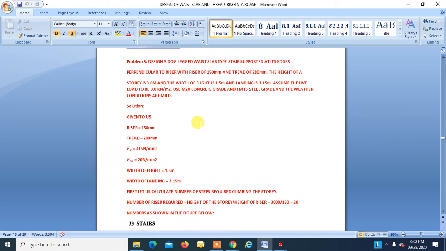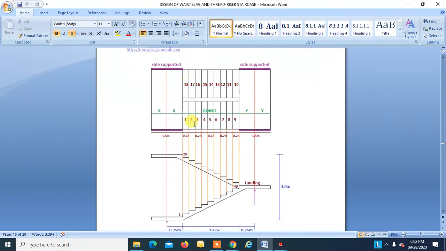We'll continue with the design of staircase, part 2. Okay. Design a dog leg base slab type staircase supported at its edges perpendicular to the riser. Okay, perpendicular to the riser means this is your support which is perpendicular to the riser.